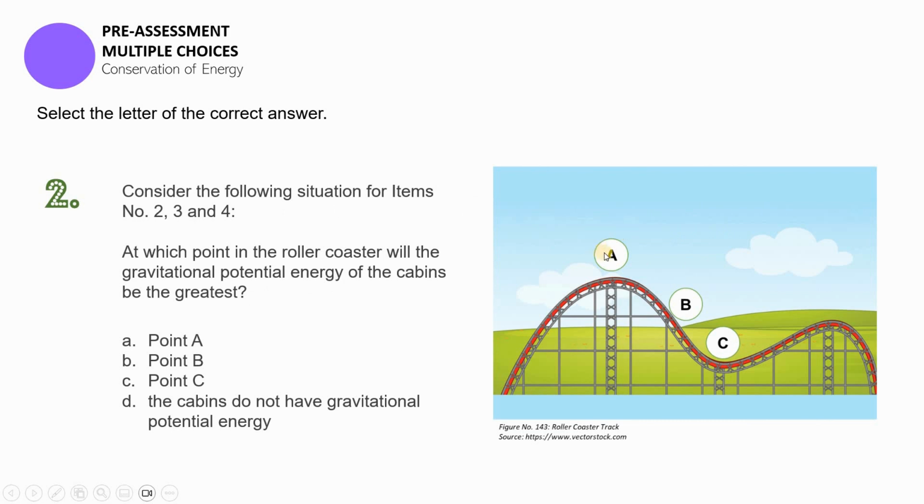Consider the following situation for items number 2, 3, and 4. By the following situation, we mean this roller coaster track over here. At which point in the roller coaster will the gravitational potential energy of the cabins be the greatest? A. Point A. B. Point B. C. Point C. Or D. The cabins do not have gravitational potential energy. Pause this video if you need more time. If you are done, let's proceed to the next item.